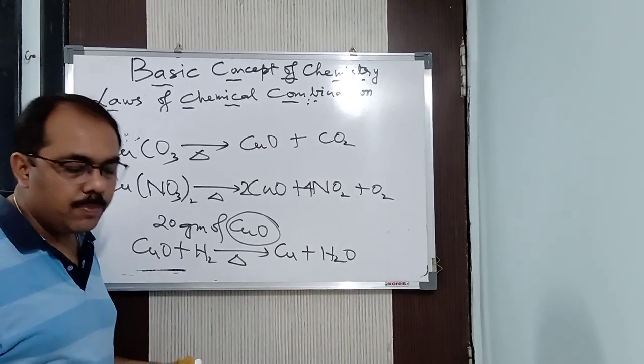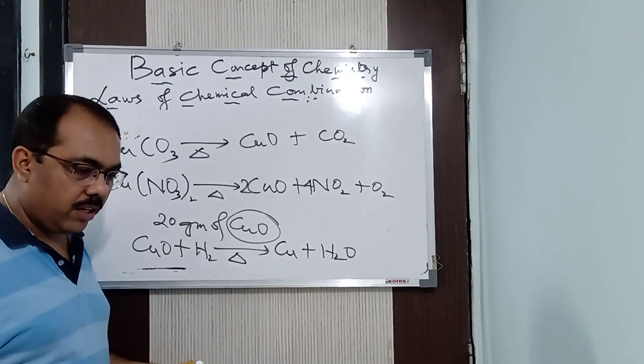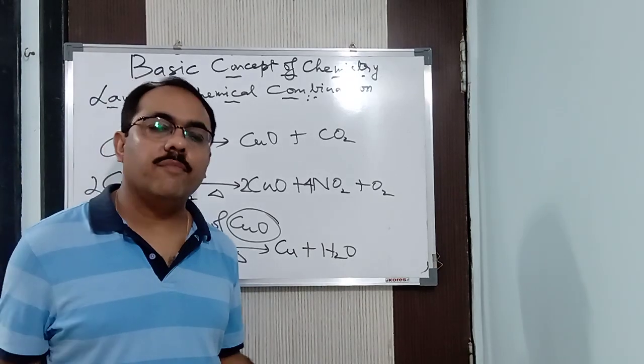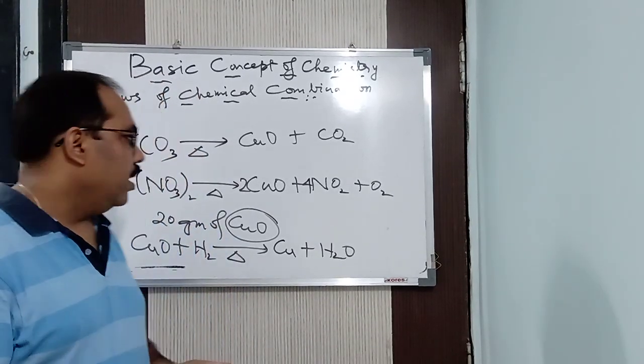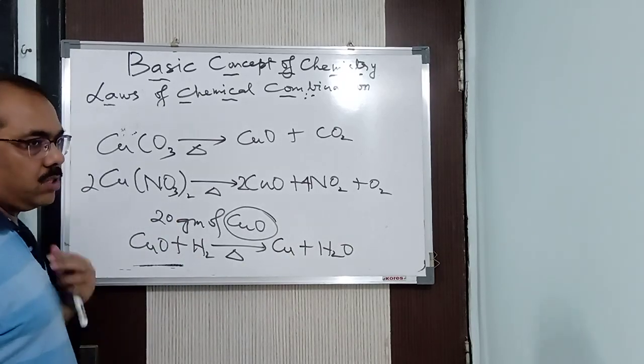So from this experiment, it is verified that the ratio of copper to oxygen, from the different sources you get it, always remains the same. We can say that. Clear? In this way. Now, but this experiment also has limitations.